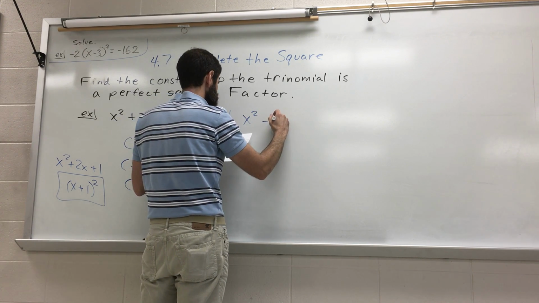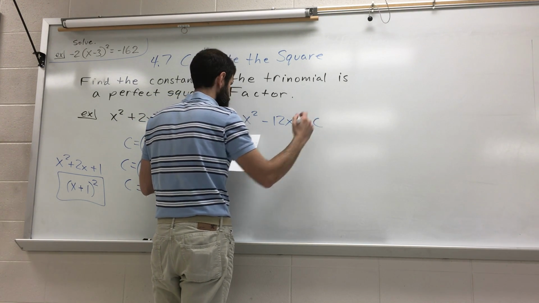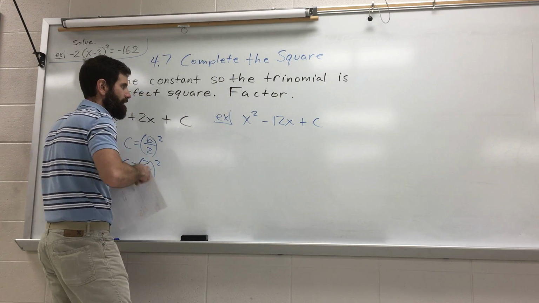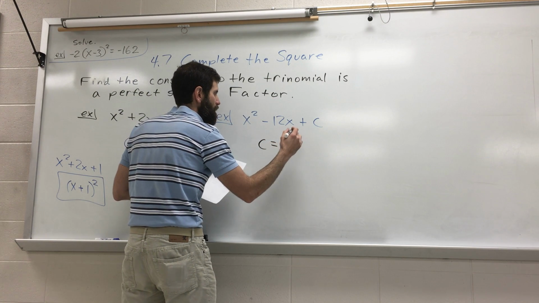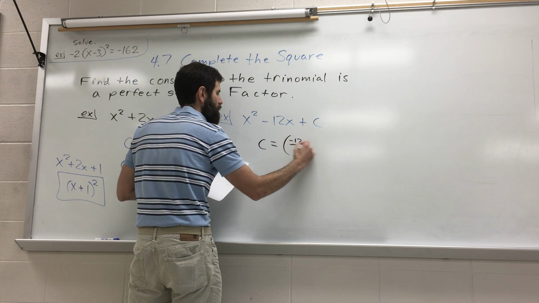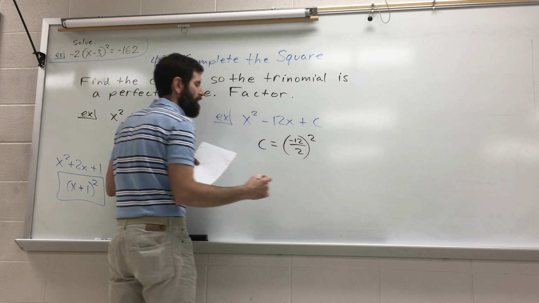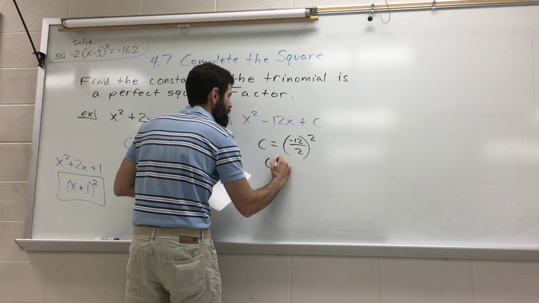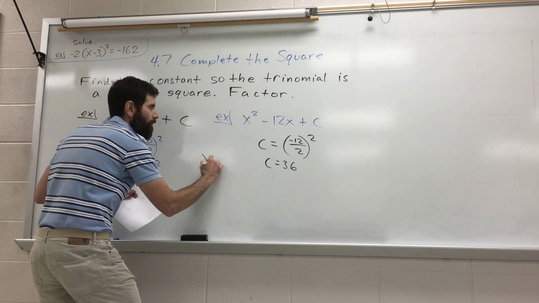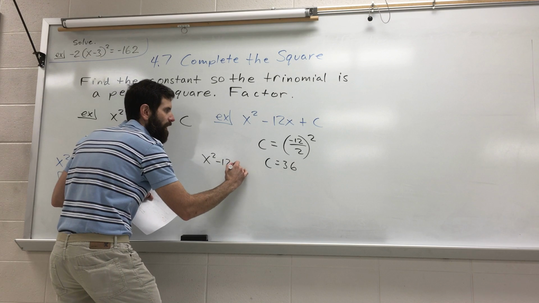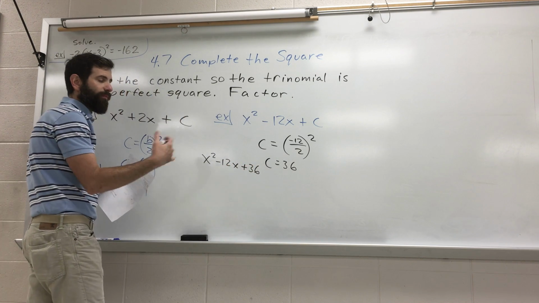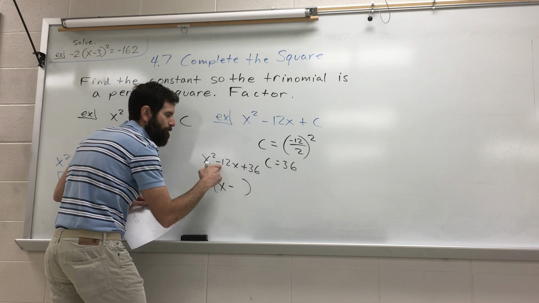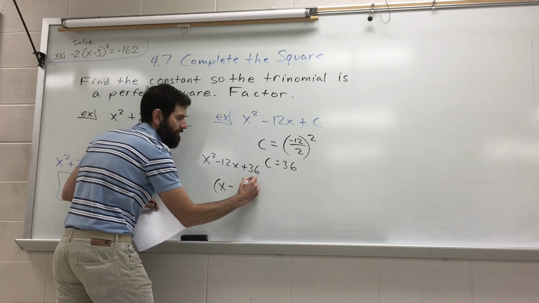X squared minus 12x plus c. Well, c is equal to negative 12 over 2, squared. Negative 12 over 2 is negative 6, squared. We get positive 36. Rewrite it as x squared minus 12x plus 36. We've completed the square. Go straight to your factored form: x minus 6, squared.